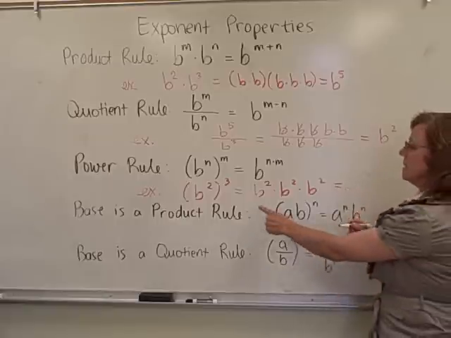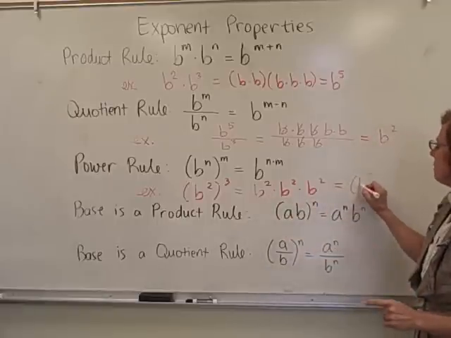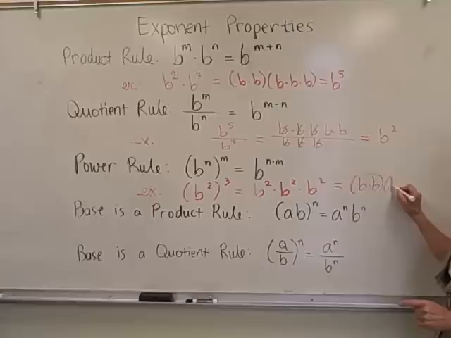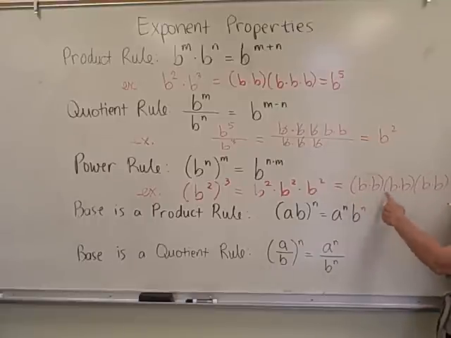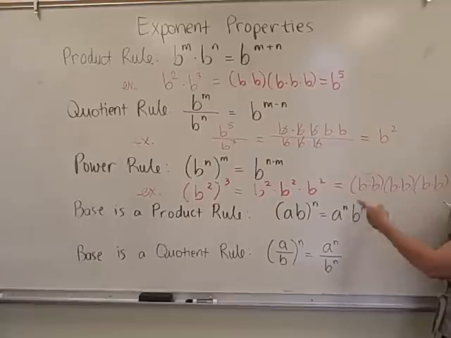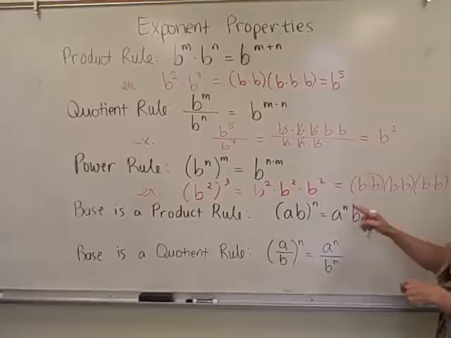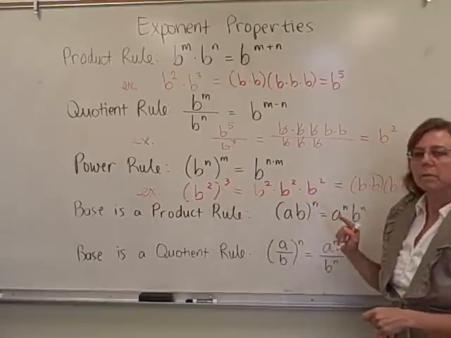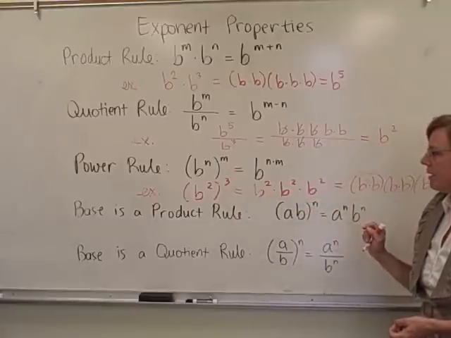But each b squared is b times b, so I've got b times b times another b times b times a third b times b. So again, count them up: 1, 2, 3, 4, 5, 6 factors of b. That gives me b to the 6th altogether. And you can see then we really just had to multiply those exponents together.